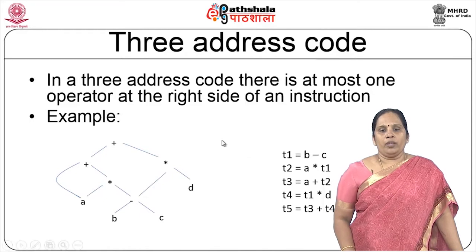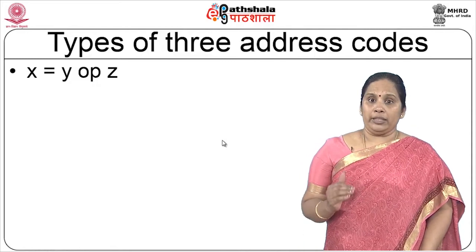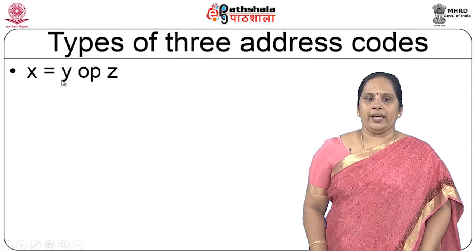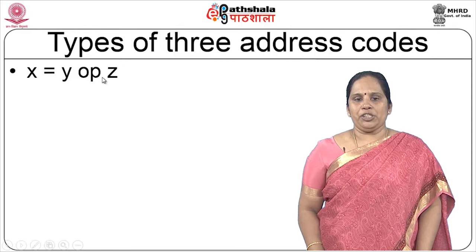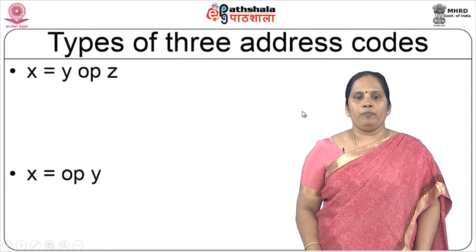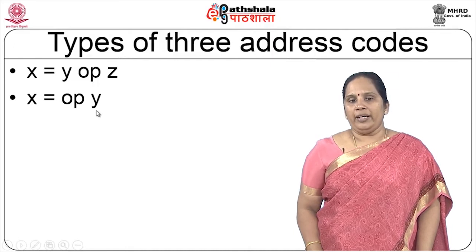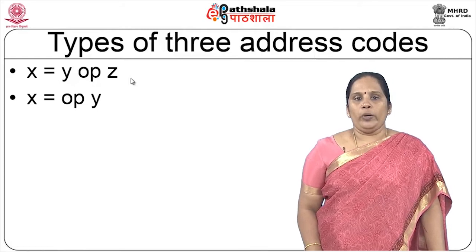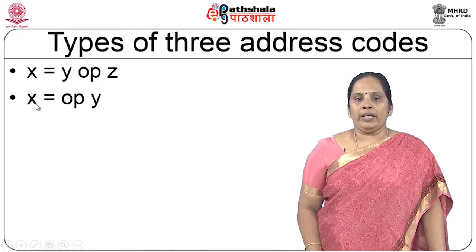Let us look at some types of three-address codes. You can have at most 3 addresses. So x is equal to y operator z. I can say y is an address, z is an address, and the left hand side x is also an address, and the operator can be any binary operator like addition, subtraction, multiplication or division. Or if I have only operator y, for example a is equal to plus plus b or a is equal to minus b, where I have a unary operator, unary minus, in that case my three-address code will become x is equal to operator y.